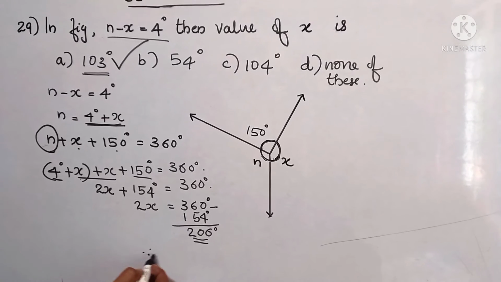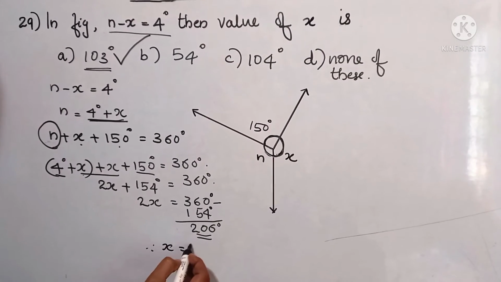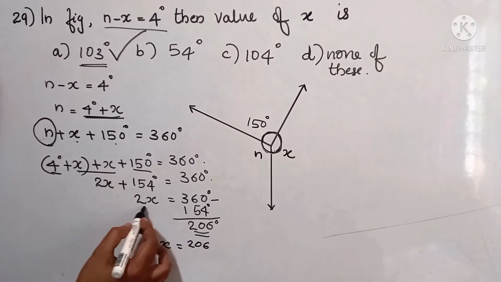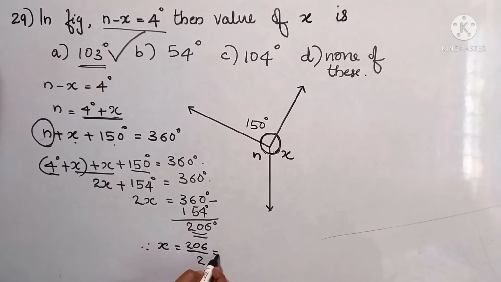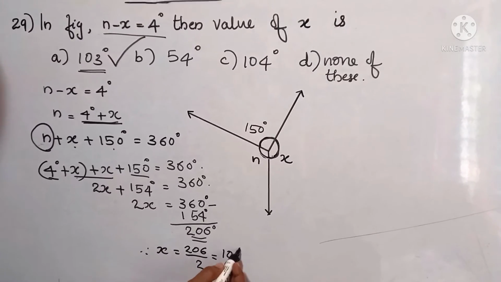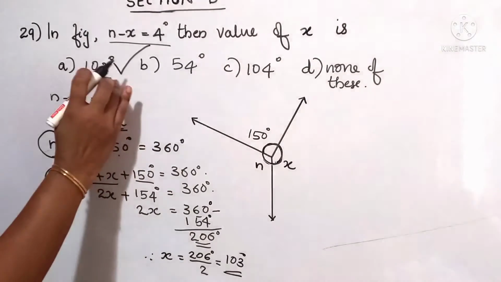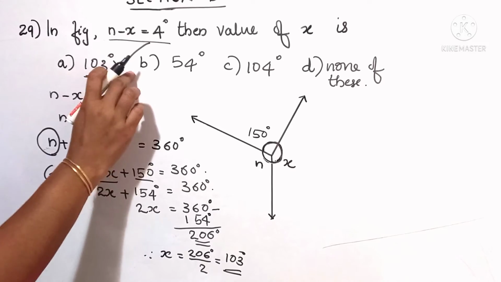Therefore, x is equal to 206. Here 2x is 206 degrees, x is equal to 206 divided by 2, that is equal to 103 degrees. So our answer is option A, 103 degrees.